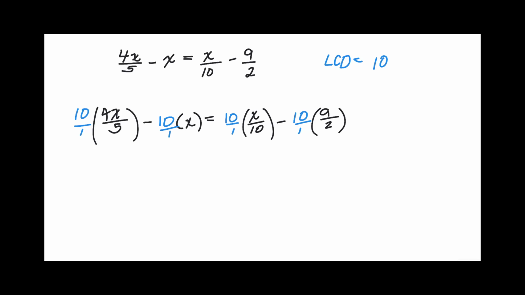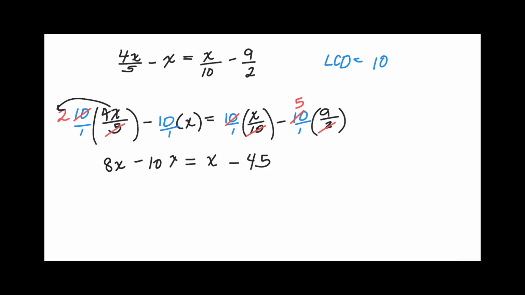Doesn't really matter, because what I'm going to do is say 5 goes into 10 2 times. So that leaves me with 4x times 2, 8x. This just becomes 10x. This one right here, 10 goes into 10, so that's 1x. And then finally, minus this last piece, 2 goes into 10 5 times, and 5 times 9 is 45.